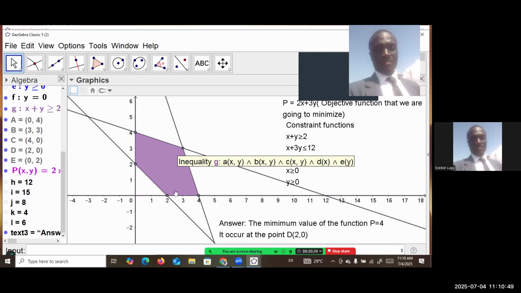You find the intersection of them, and then you enter the objective function that we are trying to optimize. After that, you find the values of that objective function at each of the points of intersection, which are A, B, C, D, and E. When you are minimizing, after finding the values of the function at each point, the least one becomes the minimum value, and then you state the point at which it occurs. When you're maximizing, you look at the highest value, which becomes your maximum value, and then you state the point at which it occurs.